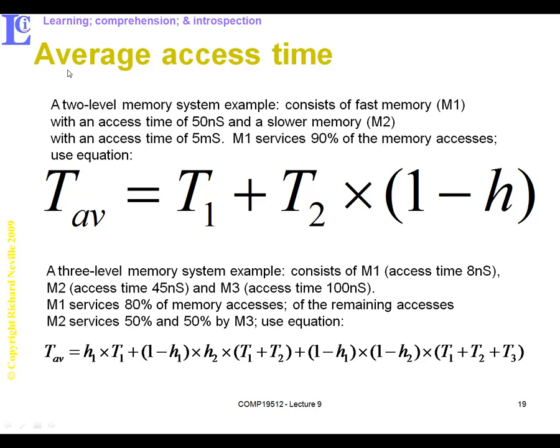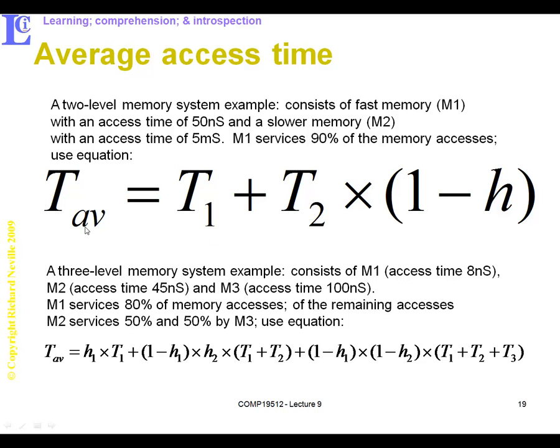So here's the equation using the hit rate, and it's called the average access time. Now this is for particularly the example we've shown with a two-level memory system, and that consists, if you remember, of M1, fast memory, which had a 50 nanosecond, 10 to the minus 9 access time, and the slower memory M2, which had a 5 millisecond, 10 to the power of minus 3. And if we have M1 service 90% of the memory access, we could use this equation.